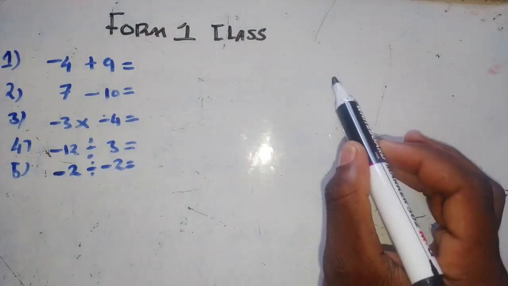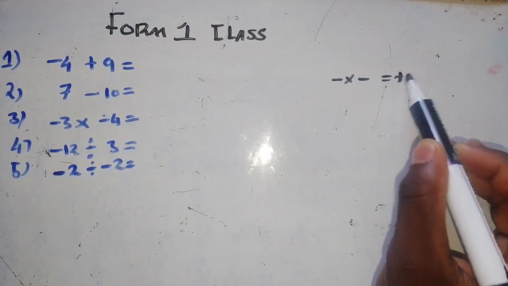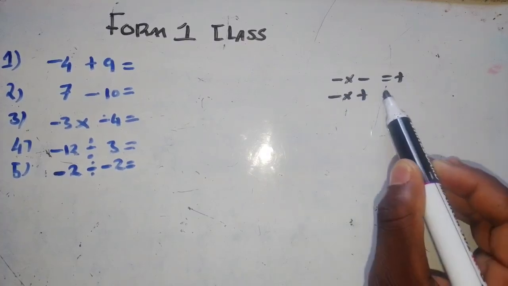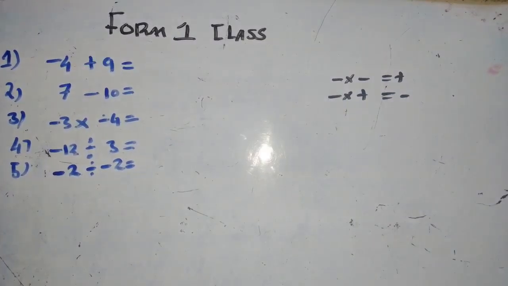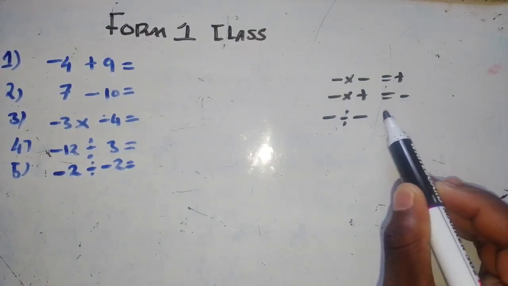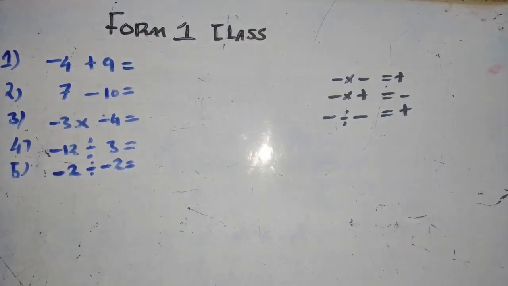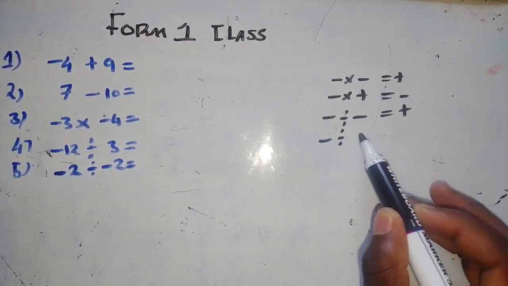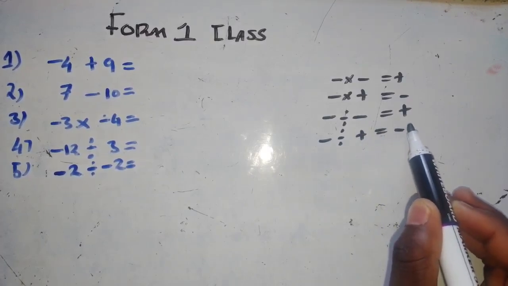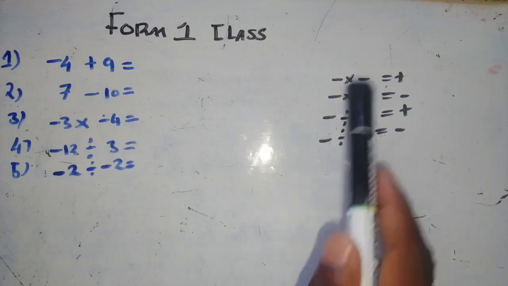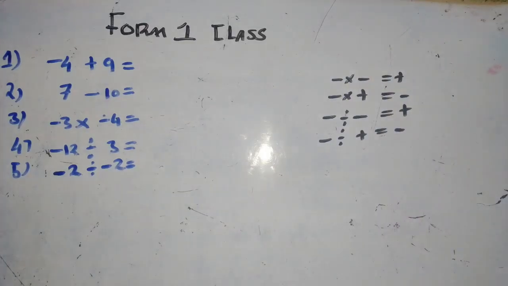We said that negative multiplied by negative will give us a positive answer. We also talked of negative multiplied by positive, which will give us a negative answer. We also said that negative divide negative will give us a positive answer. And the last one, negative divide positive, will give us a negative answer. So these are the rules that we talked of. For you to clearly understand integers, you need to consider these 4 rules.